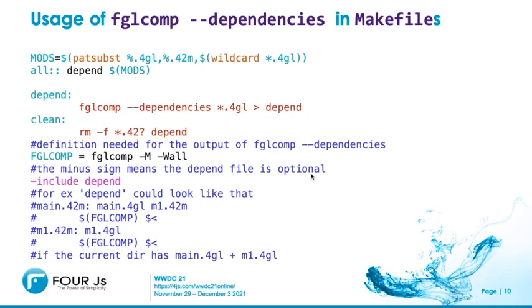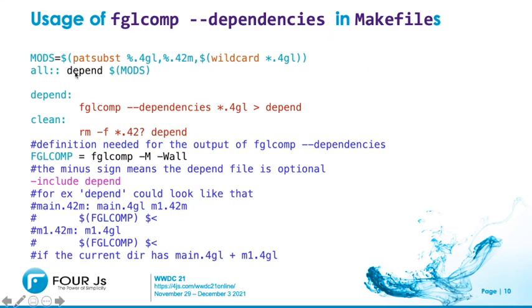Usage of fglcomp --dependencies. There's a new flag in fglcomp which helps you to create dependencies in makefiles. And all you have to do is call fglcomp --dependencies on a set of 4GL files. And what you see here is a makefile making use of that. The trick in the makefile to have those dependencies is that you include those dependencies with the minus sign. Here you see the -include depend means the depend file doesn't need to exist.